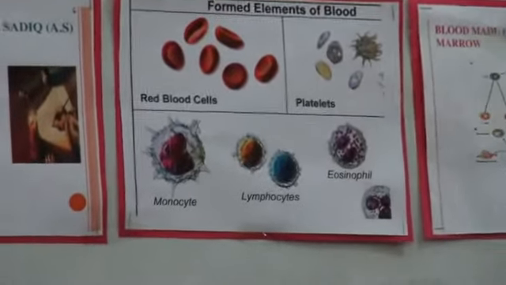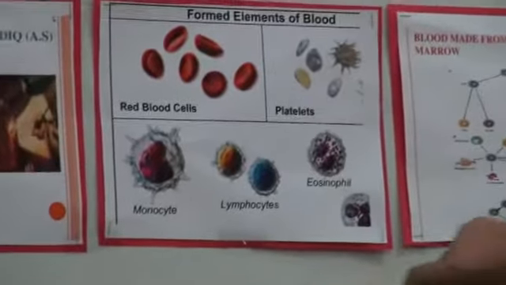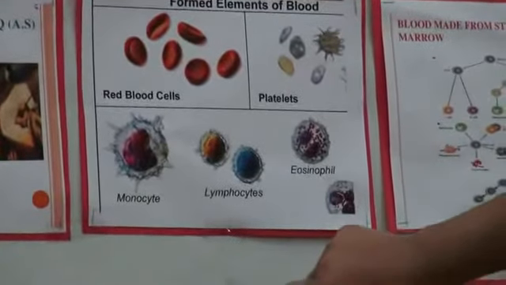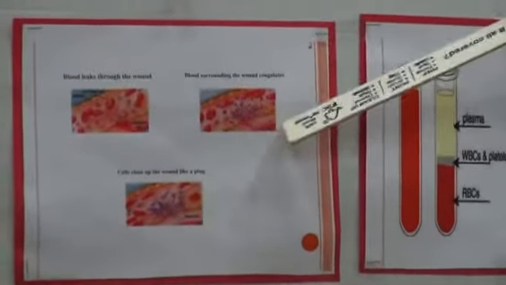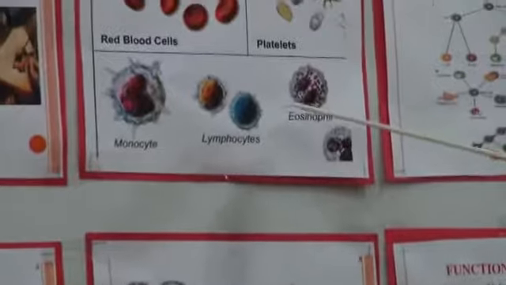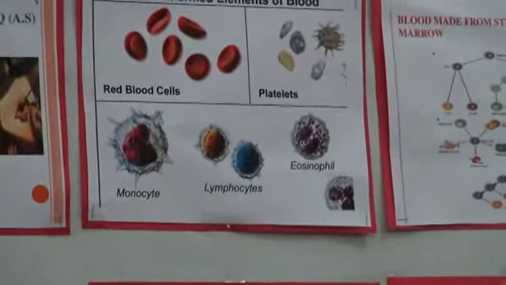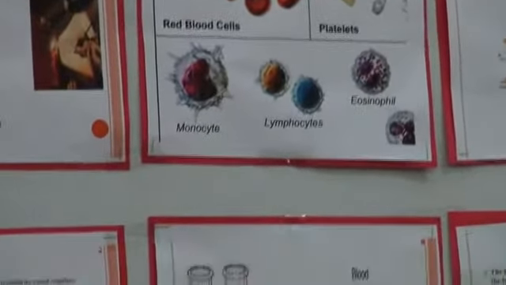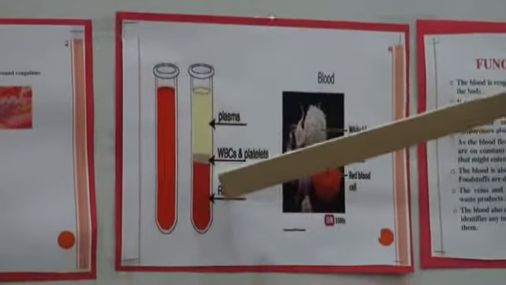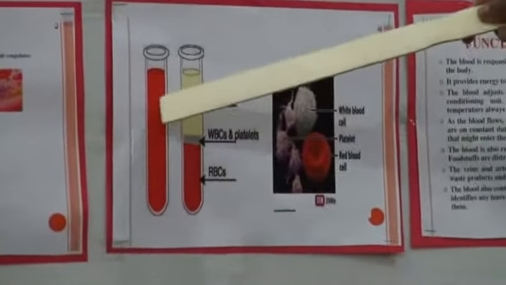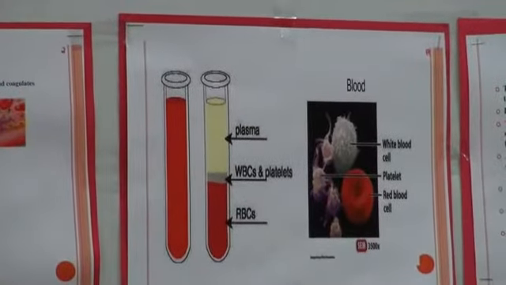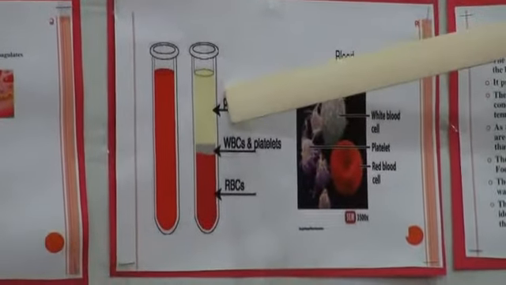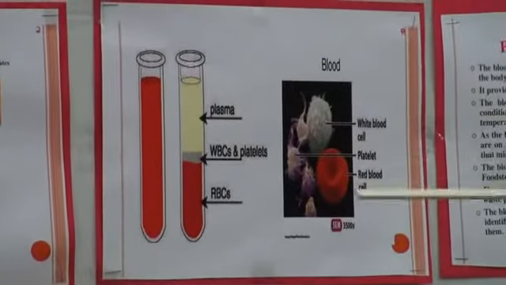Platelets help clot a mesh, like they help clot the wounds that we get. And WBCs are like warrior cells, and they fight any bacteria that enters our body. So here are two tubes, and this is how it would look when a doctor draws your blood. And this is how it looks when you centrifuge it or separate it.